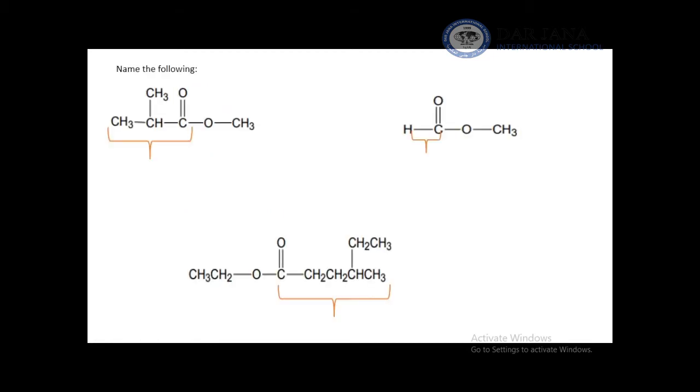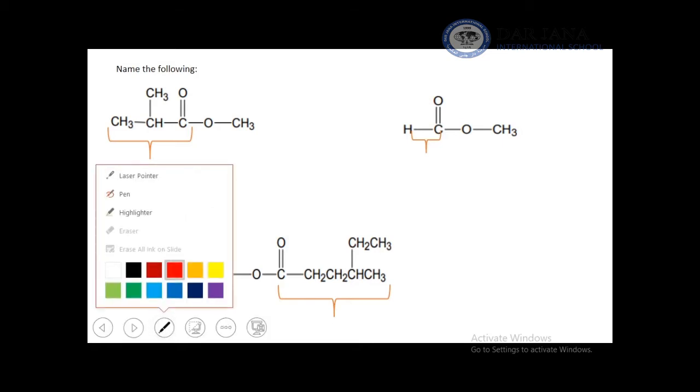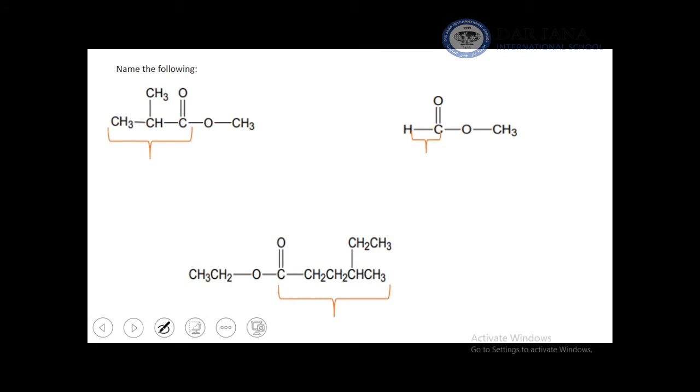Here I have some examples about esters. Let's review the rules together. First, you have to name the alkyl portion that's connected to the alcohol part. So look at here. Here is the alcohol part, and here is the acid part.